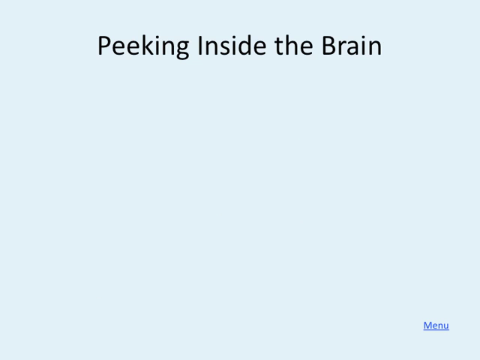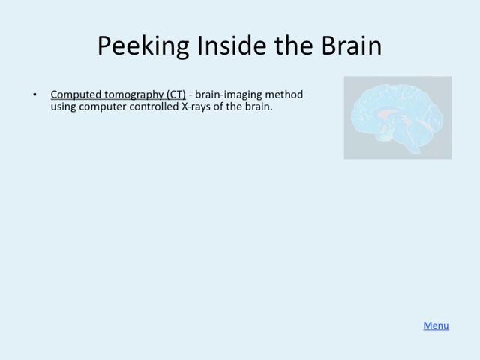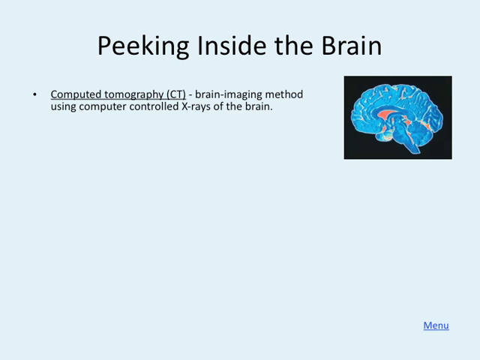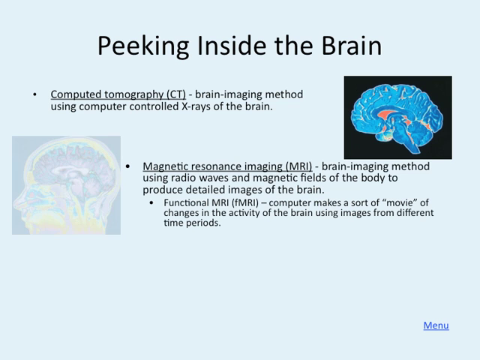Now, when we look inside the brain, we use many different technologies. And I know we kind of talked about this last time, but I know a lot of you were a little confused, so I wanted to go into a little more depth. Now, a CT scan is a brain imaging method using computer-controlled x-rays of the brain. Okay, this is an actual CT scan. This is what it looks like.